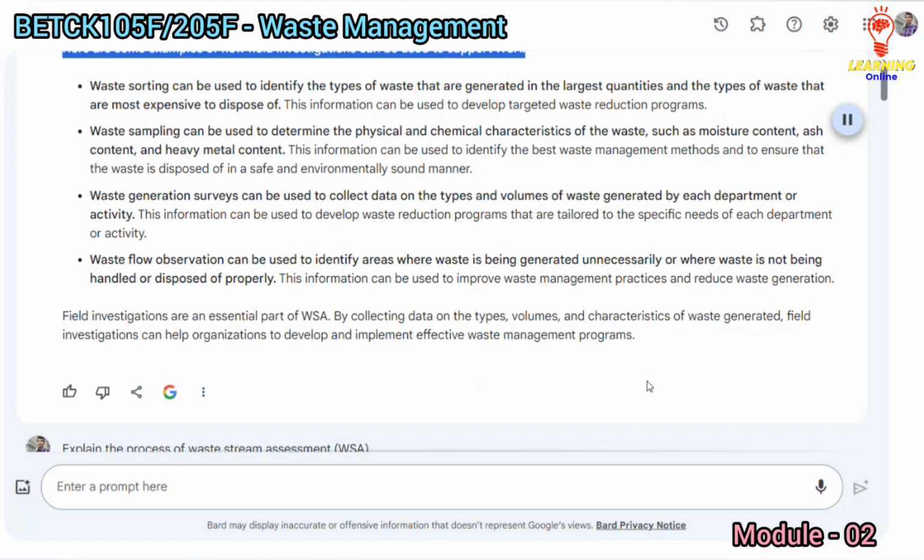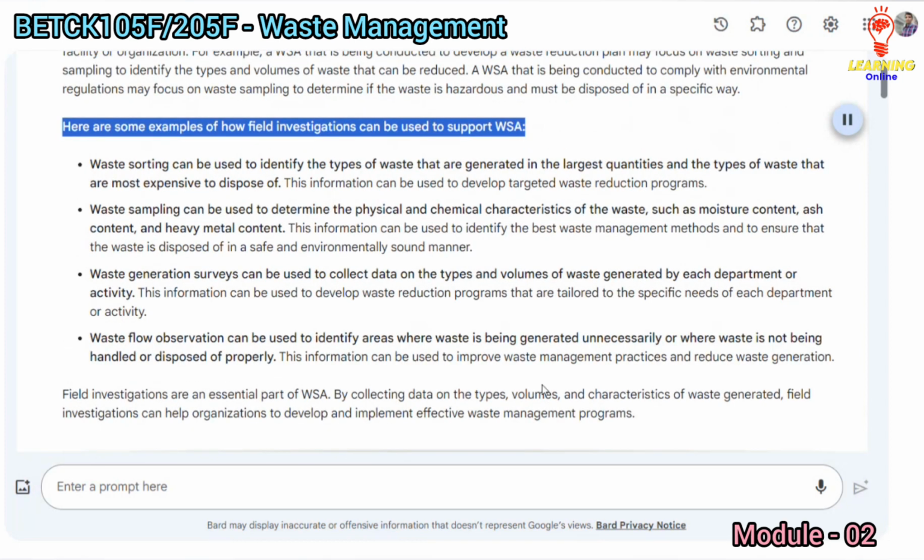Field investigations are an essential part of WSA. By collecting data on the types, volumes, and characteristics of waste generated, field investigations can help organizations to develop and implement effective waste management programs.